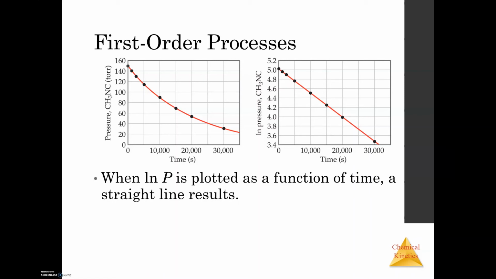What does that tell me? That tells me that the reaction itself was first order, because it gives you this straight line. And again, what do you get from the slope of this best fit line? You can determine the rate constant for that process.